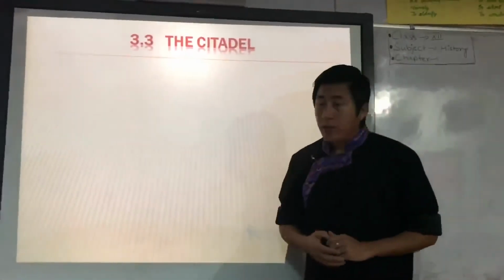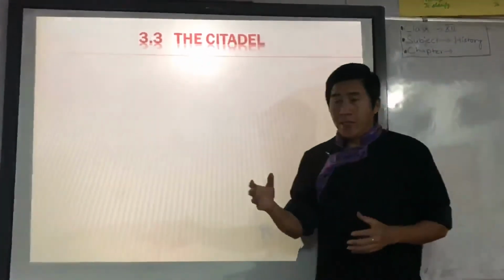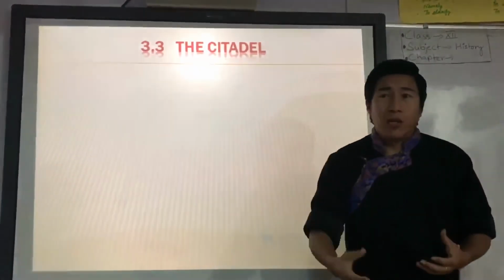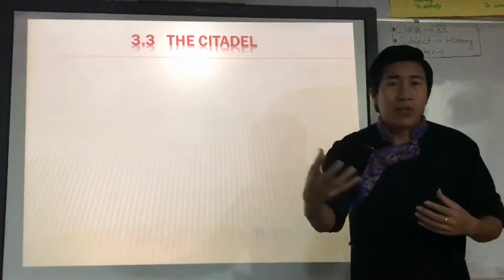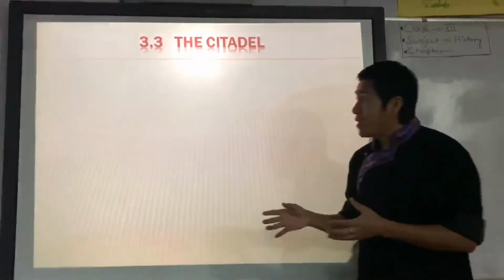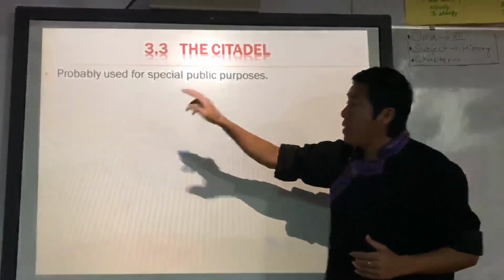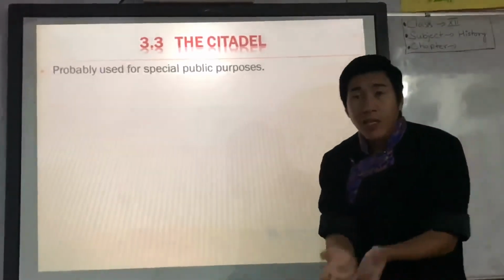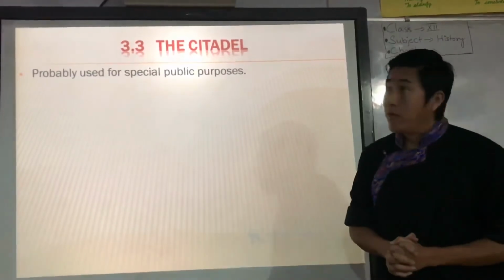Then, third, we are going to discuss the citadel. Right? The citadel is a kind of place within Mohenjo-daro which is specially for the elite people, kings, queens, rajas, and ministers. They used to live in the citadel. The citadel is probably used for special public purposes, and inside the citadel only the kings and elite people used to live.